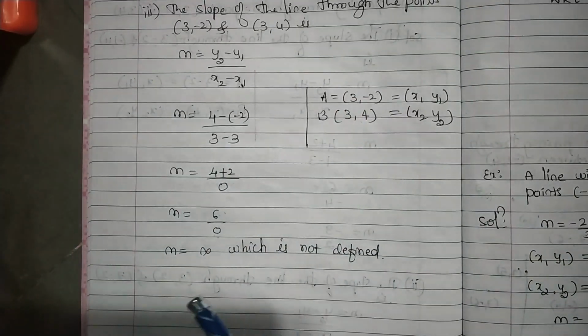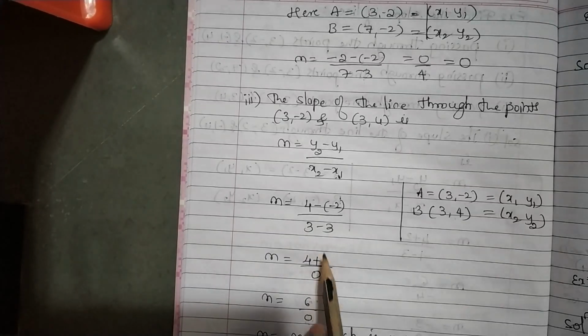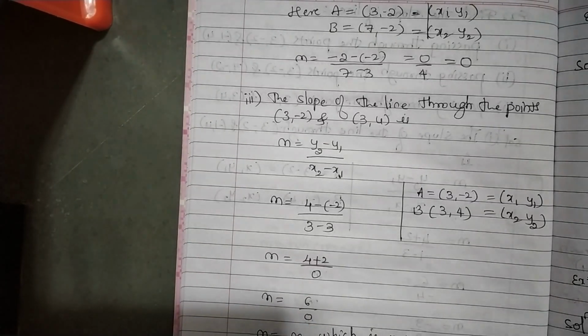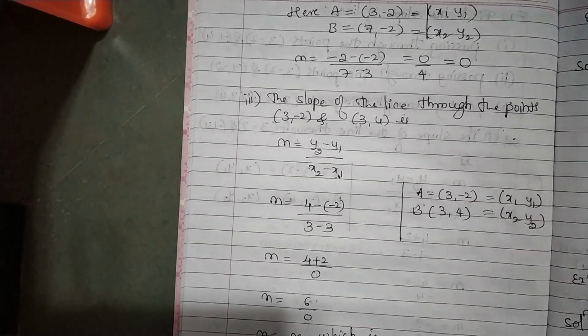So the answer: 3 minus 3 is 0. So 4 plus 2 by 0 is 6 by 0. Any number divided by 0 is not defined. That is denoted by infinity. Slope is not defined. Next example.